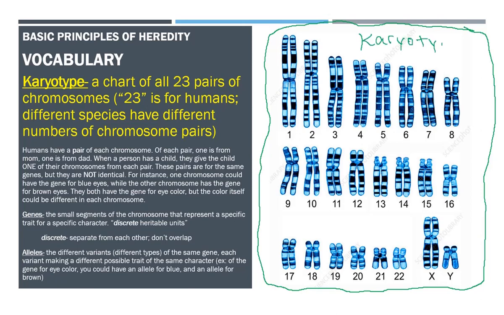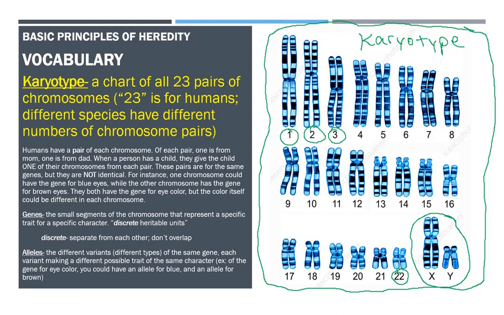This is a karyotype for a human, and you know it's for a human because there are 23 chromosomes. They're numbered down here, see 1, 2, 3, and it goes up to 22. And then these last two is chromosome number 23. That's the sex chromosome. That says whether or not you're going to be a boy or a girl.